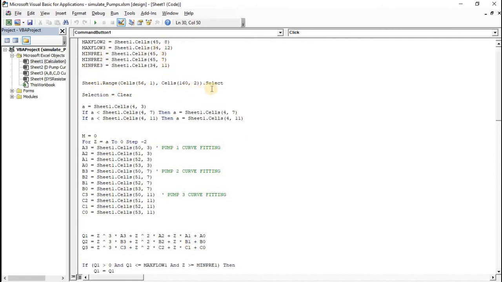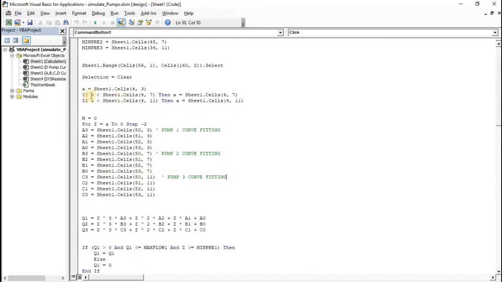Then I cleared all the data, selected the data, which is I'm writing to those cells, so I need to select them, range, cells, so and so, then clear this range. Now I need to know which pump delivers the highest pressure, which is A. So A is my highest pressure, so I assume A first, give it to the first pump. Then check with the second pump which one is highest. So now A equals the highest pressure developed. 4.3, 4.7, 4.11 are the maximum pressures.